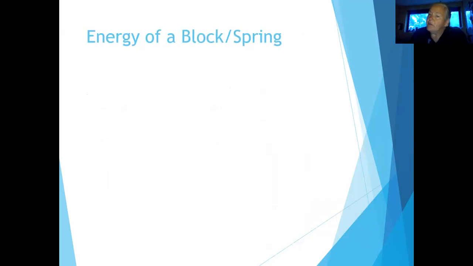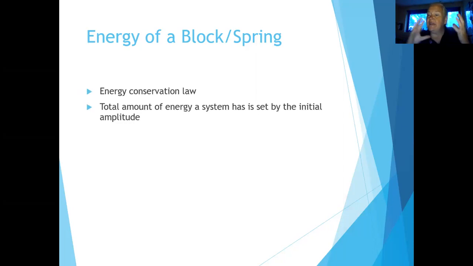Now, I mentioned that we could use conservation of energy to talk about this. It is a conservative system if there's no friction and no external air resistance or anything like that. The only thing we've got going on is the Hooke's law force, and sometimes gravity if we have a vertical system. But energy is conserved in this system if there's no friction. So when I initially pull the spring over or pull the person up in the swing, I set the total amount of energy of the system.